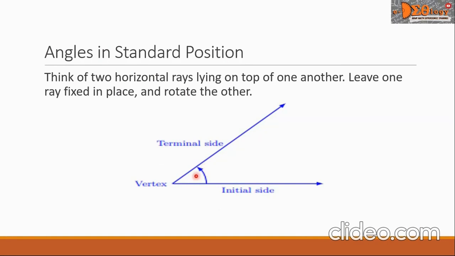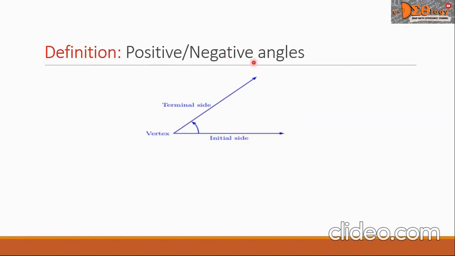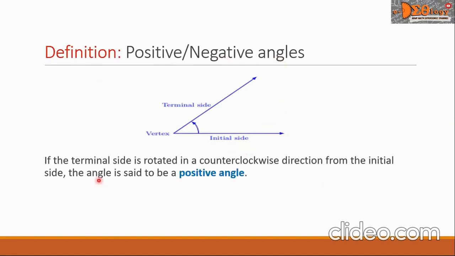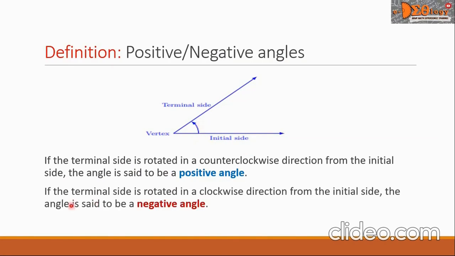the rotation. Let us define positive or negative angles. If the terminal side is rotated in a counterclockwise direction from the initial side, the angle is said to be a positive angle. In our figure here, the initial side is fixed horizontally, then the terminal side is rotated on a counterclockwise direction. The angle formed here is positive. If the terminal side is rotated in a clockwise direction from the initial side, the angle is said to be a negative angle.